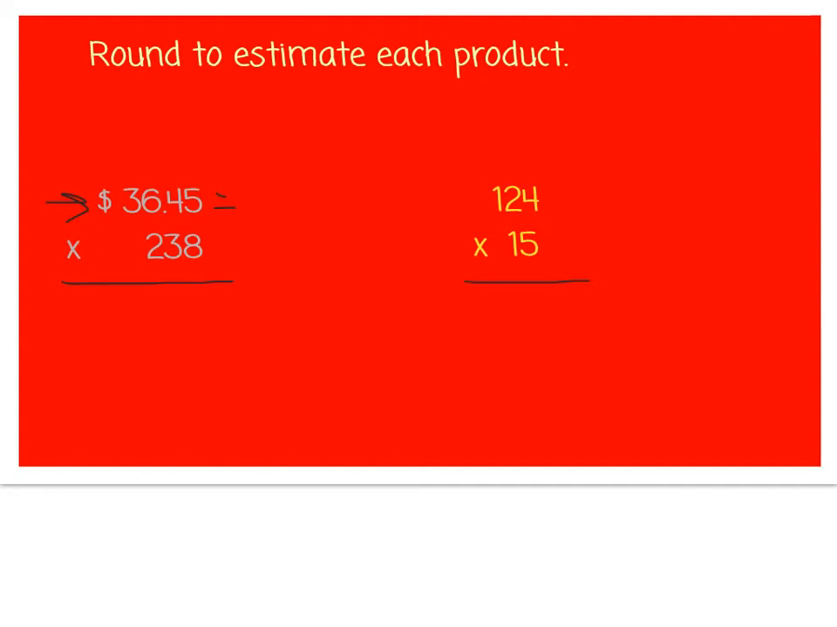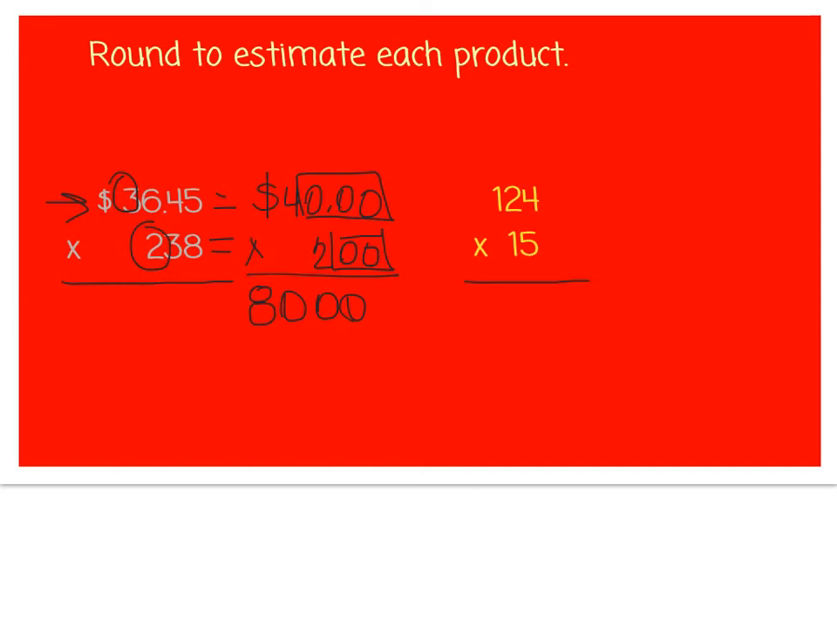Okay, so what you did was you had to round $36.45 to the highest place, so that would be the tens. So I would have $40, and I'm going to add all of my zeros. So 40 decimal 00 times your hundreds place is the greatest place. 238 is going to round to 200 because 3 doesn't have enough power. So again, I multiply my non-zero numbers. So 4 times 2 is 8. I count all the zeros at the end of the factors. I have 1, 2, 3, 4, 5.